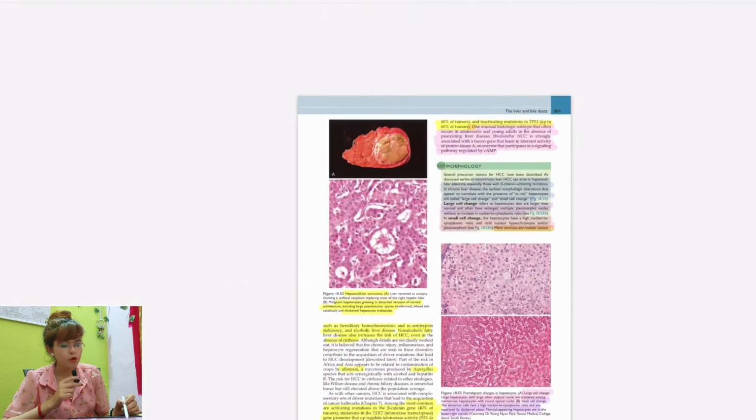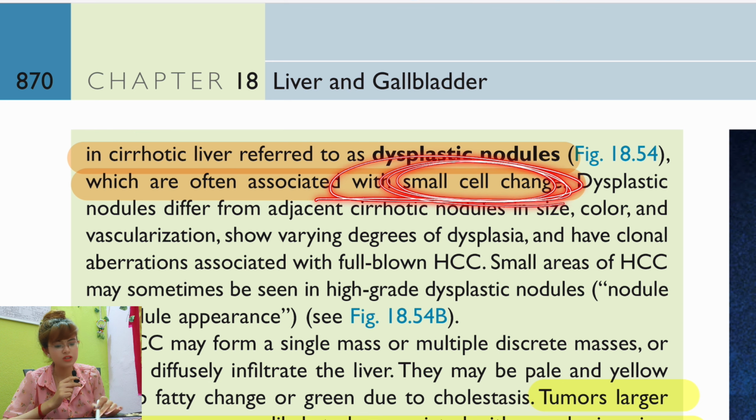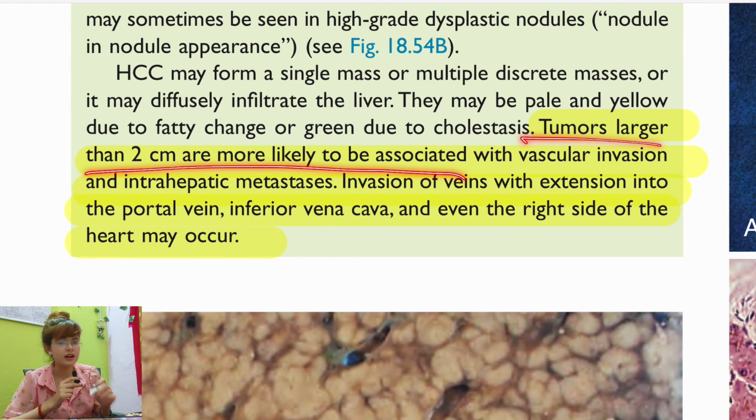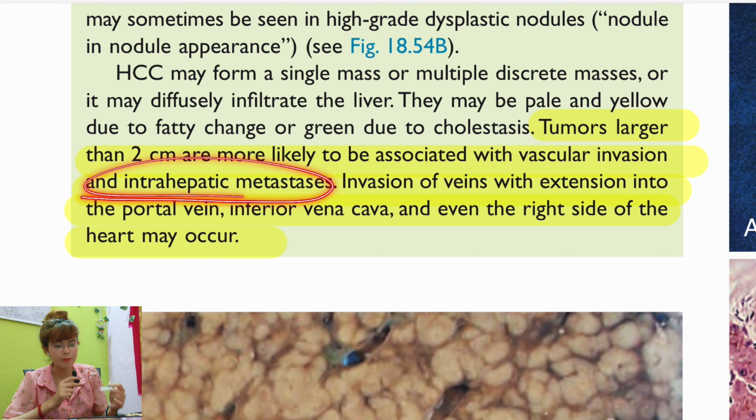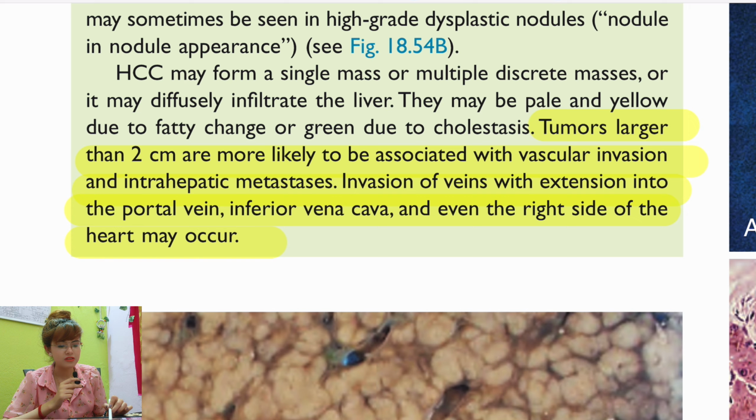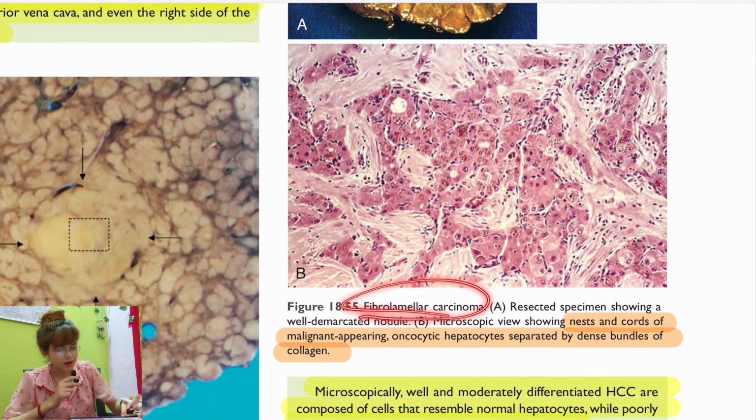More ominous are nodular lesions in the cirrhotic liver, referred to as dysplastic nodules, which are often associated with the small cell change. Tumors larger than 2 cm are more likely to be associated with vascular invasion and intrahepatic metastasis. Invasion of veins with extension into the portal vein, inferior vena cava, and even the right side of the heart may occur.